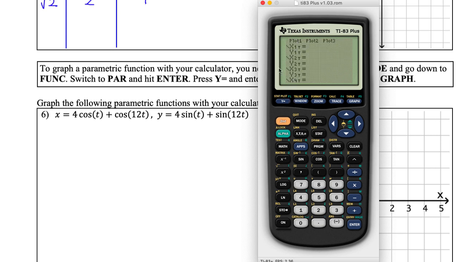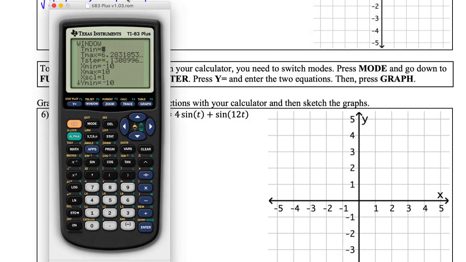So come over here to y equals. Oh, we have an x and a y. So our x is 4 cosine of t. Oh, it actually does a t instead of an x now. And then this is going to be, oh, I still need to add, come back here. This is going to be plus cosine of 12t. Cool. And then my y is going to be 4 sine of t plus sine of 12t.